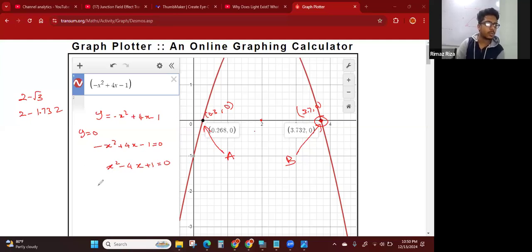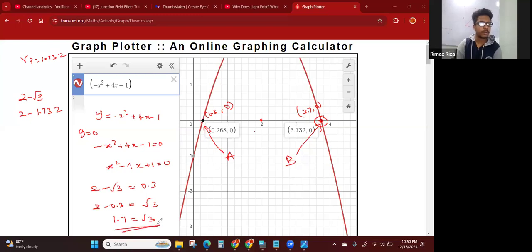Okay, so 2 minus root 3 is one of the roots and you want to get a value for root 3. So 2 minus root 3 you can say equals 0.3. Therefore you can take the root 3 to this side and 0.3 to the other side. So 2 minus 0.3 equals root 3. Therefore 2 minus 0.3 is 1.7, which equals root 3. In fact, root 3 is 1.732. So we get a very close number.